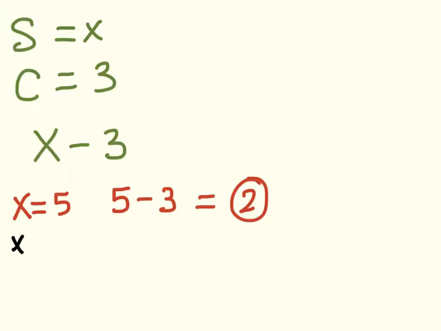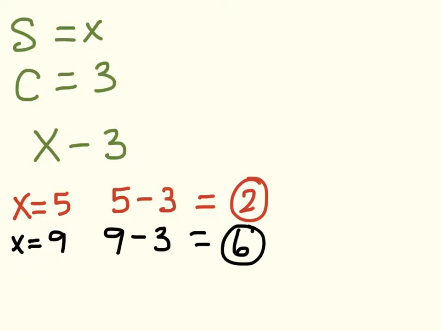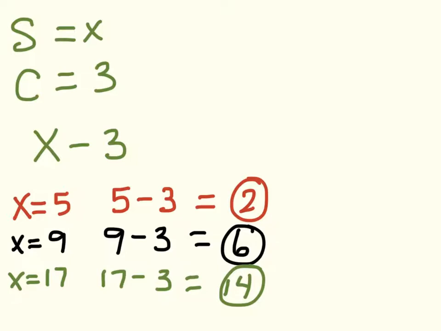What if X equals 9? Well then, we would substitute in 9 for X in our expression, and our answer would become 6. Simon has 6 more marbles than Cynthia. What if X equals 17? Then we substitute in 17 for X in our expression, and we get an answer of 14. Simon has 14 more marbles than Cynthia.